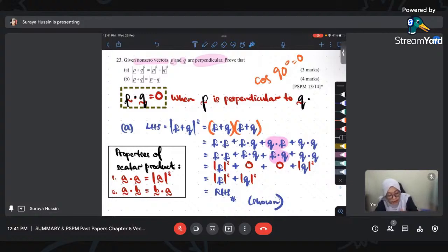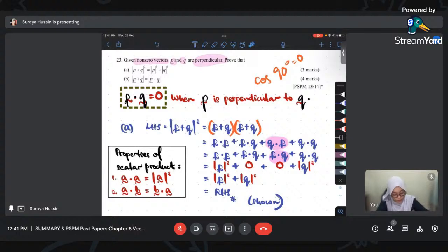So dalam exam, memang kena tulis dari mana kamu start. Kamu start dari left, put LHS. Dah dapat jawapan, put right hand side. Put it like that. Wajib. Yang ini sangat wajib dalam exam PSPM.